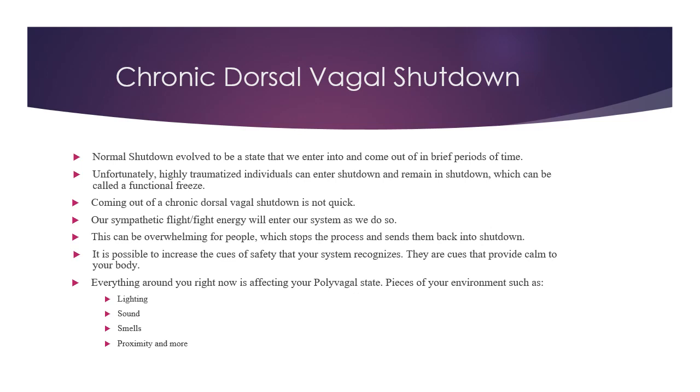We need to increase the cues of safety that our system recognizes. They are cues that provide the ability for our body to be calm. Everything around you right now is affecting your polyvagal state. Pieces of the environment, such as lighting, sound, smell, proximity, these are all areas that can be leveraged to help the client feel safe.